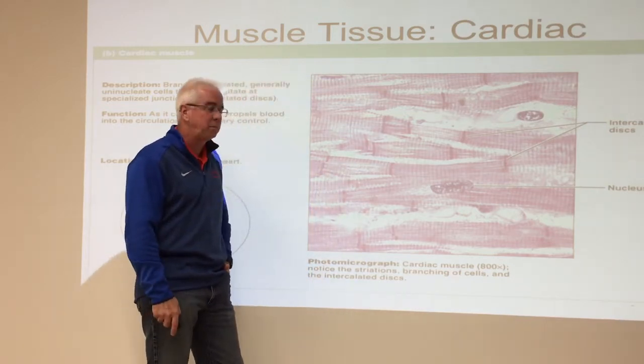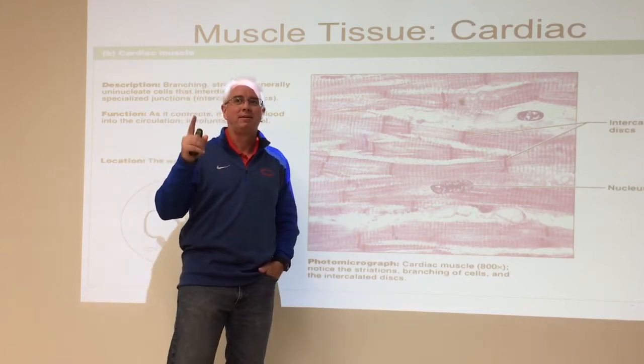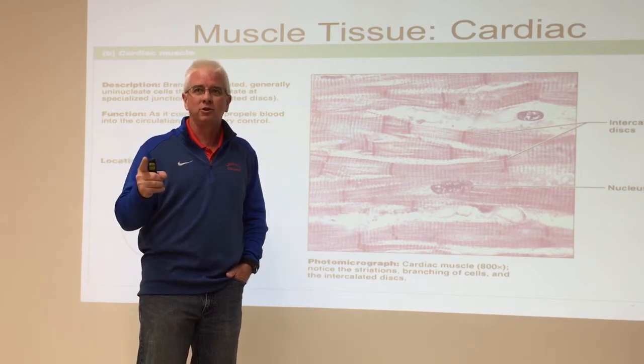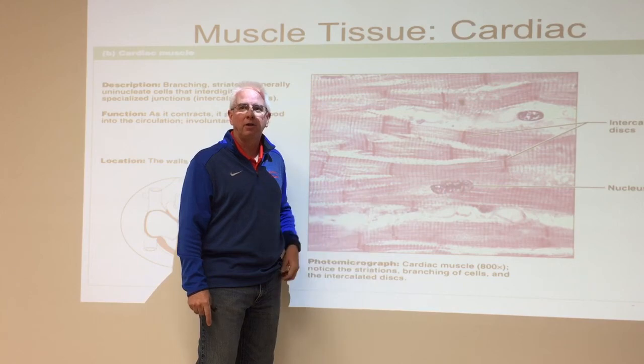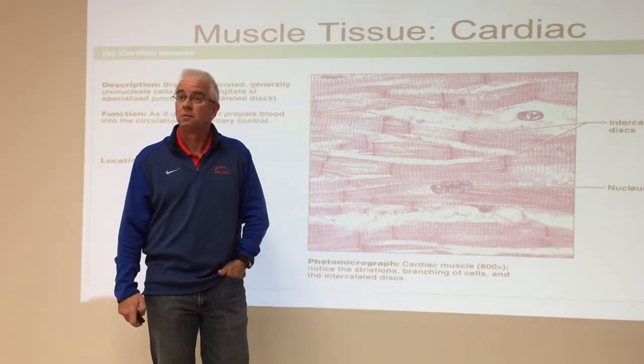Cardiac muscle has special junctions. So have you heard of them all now? Tight junctions you can describe. Desmosomes are coming in the skin. Gap junctions are here in the cardiac muscle cells. Specialized junctions between cells. All right?